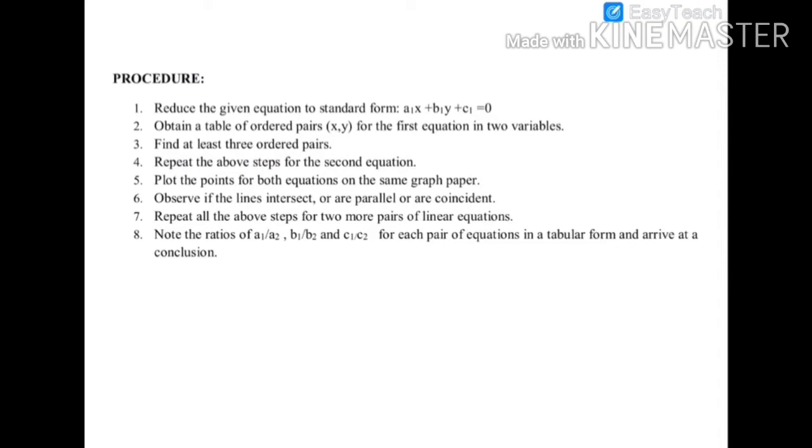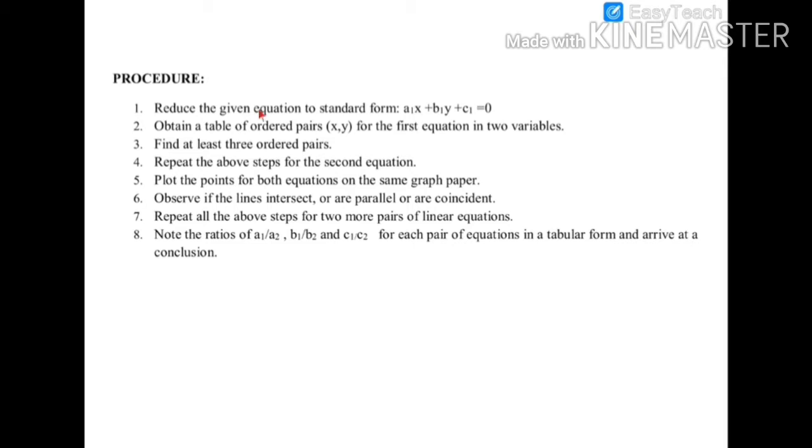To do this activity, you must know how to find a table of solution or solution points for a given linear equation, and you should also know how to plot these points on the graph paper. Also, you must know that a linear equation represents a straight line on the graph. To do this activity, you will need 3 graph papers, pair of scissors, glue and geometry box. Here are the steps of procedure for this activity.